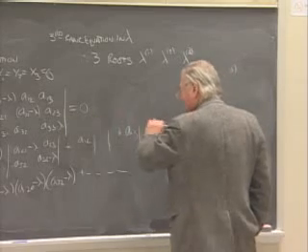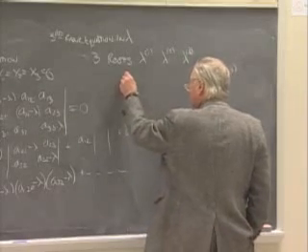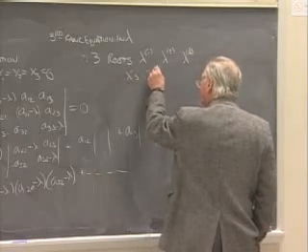Okay, I think you've all seen this sort of problem before. The lambdas are called characteristic values.